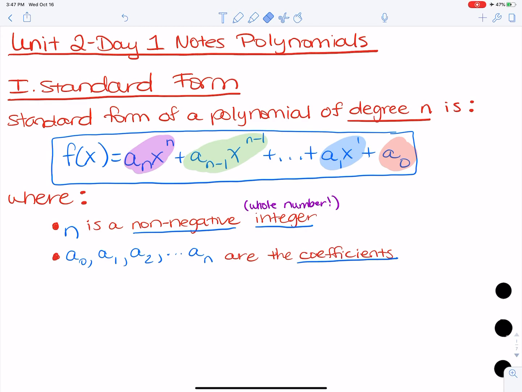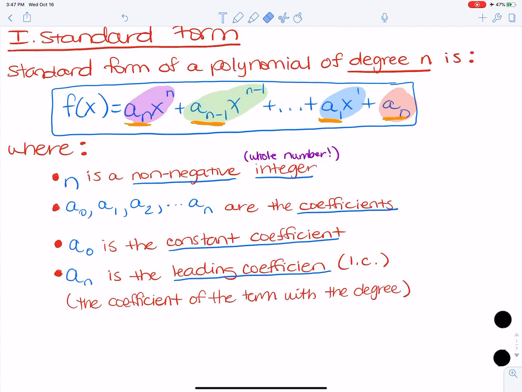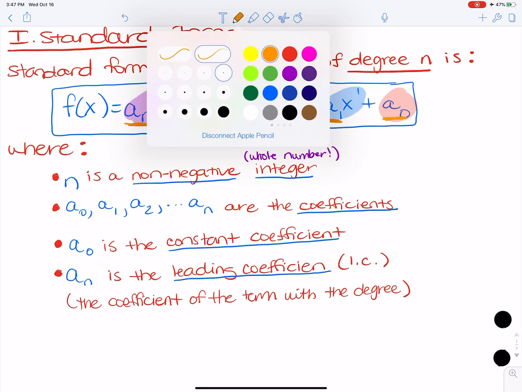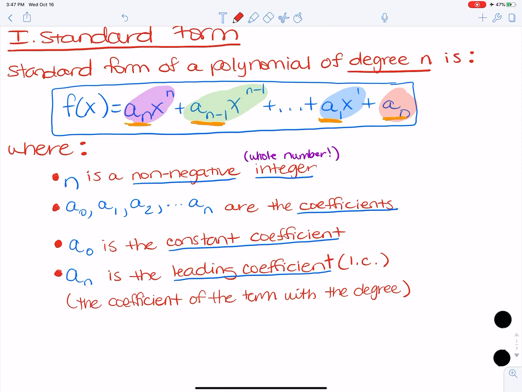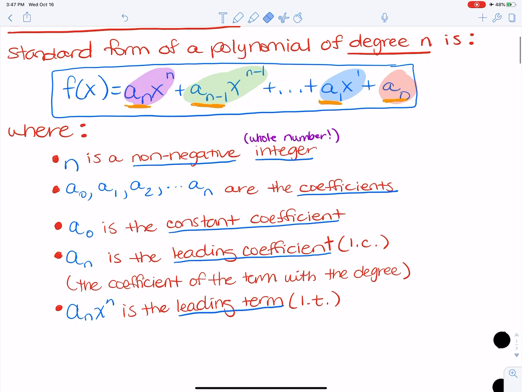A sub 0, a sub 1, a sub 2, all the way up to a sub n are the coefficients. So that's literally just the numbers in front, a sub n minus 1. All of these are just the coefficients. Even a sub 0 is the coefficient, but it's the coefficient of x to the 0 power. A sub 0 is the constant coefficient. A sub n is the leading coefficient, and that should have a t on it. A sub n times x to the n is the leading term, so that's just the one with the highest exponent, which is first, and a sub n cannot equal 0.